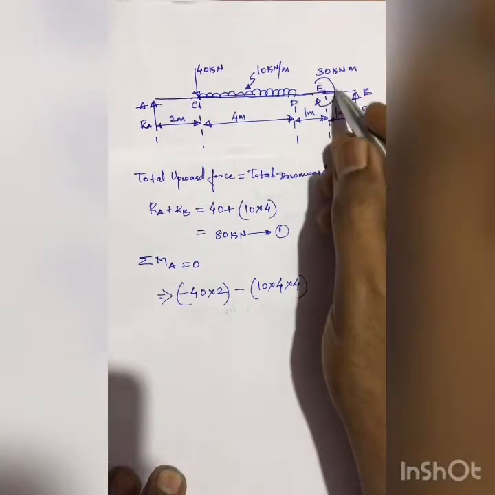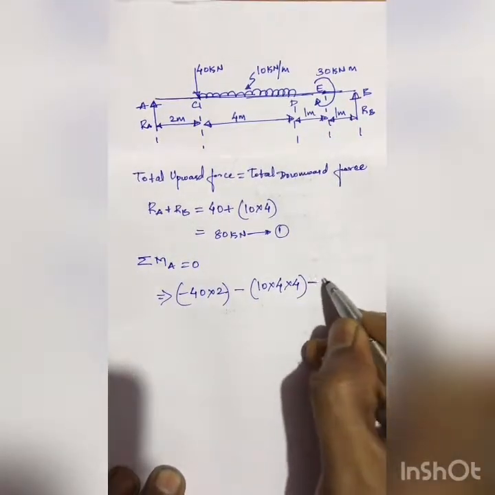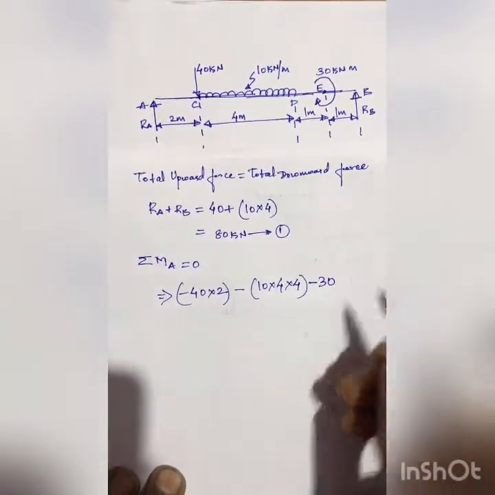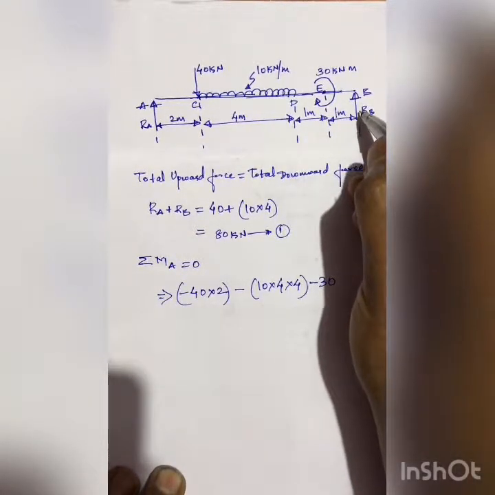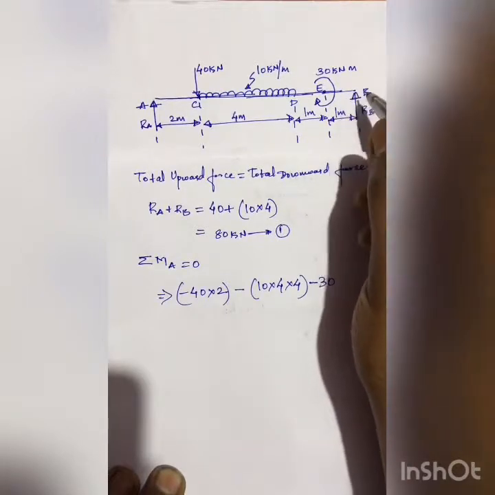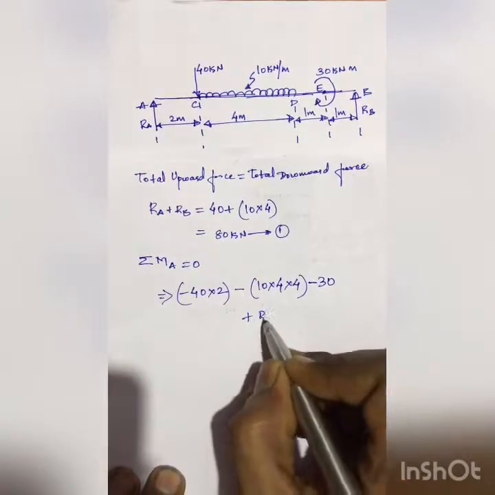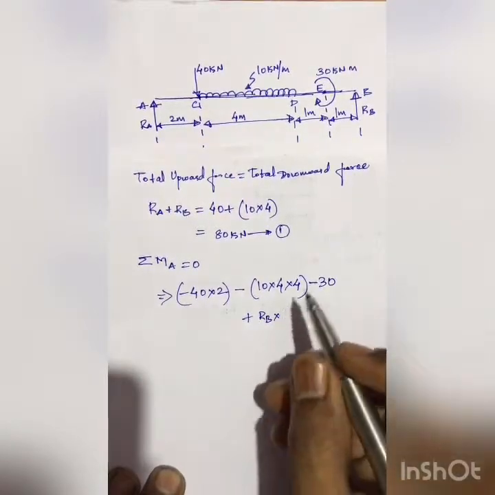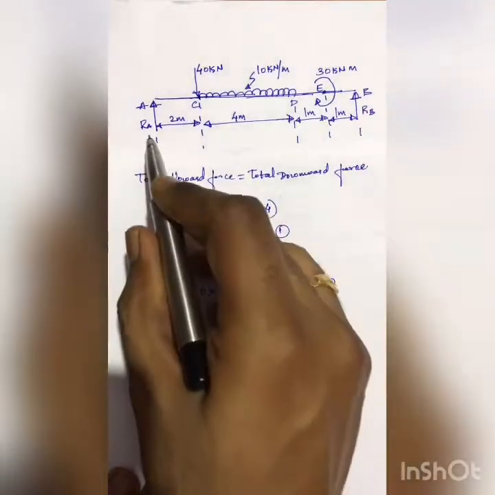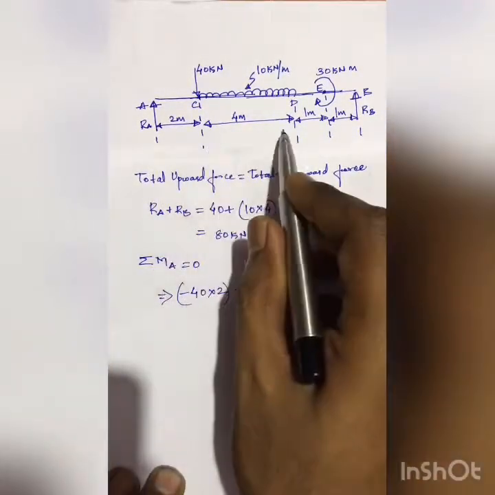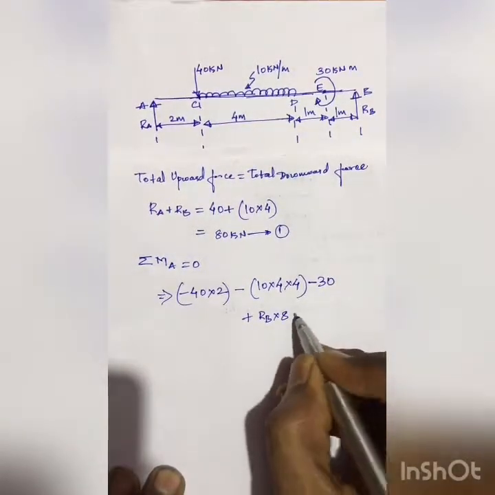Next, I have this clockwise bending moment, which is given directly, that is minus 30. Next, I need to consider the moment due to RB. RB is creating an anti-clockwise moment, and hence that will be positive. So I'll write plus RB into the distance, RB's distance from point A, which is 2 plus 4 plus 2, that is 8, is equal to 0.